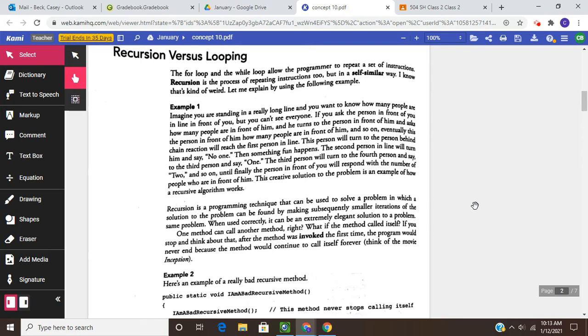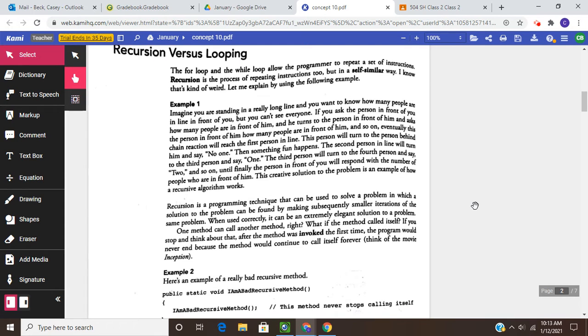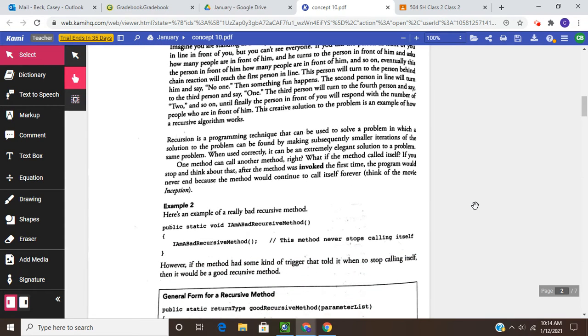This creative solution to the problem is an example of how a recursive algorithm works. Recursion is a programming technique that can be used to solve a problem in which a solution to the problem can be found by making subsequently smaller iterations of the same problem. When used correctly, it can be an extremely elegant solution for a problem.